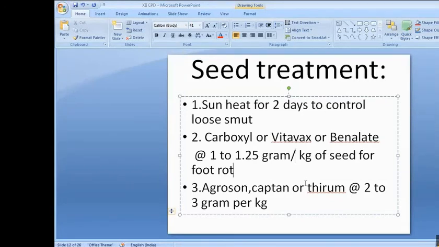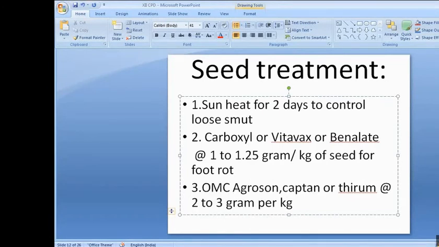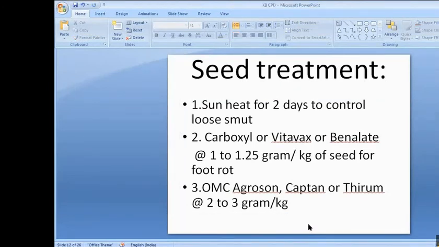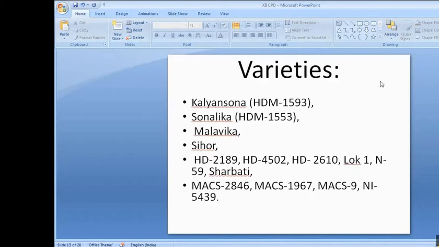Third treatment: Agrosan, Ceresan, Thiram. Now what are these three things? These are all called OMC, not OMG, these are called OMC. What is OMC? Organomercurial compound. Means all these compounds have organic mercury, these are the mercurial compounds. So Agrosan, Ceresan or Thiram. So this is the seed treatment. These three treatments: sun drying, carbaryl or Vitavax or like that.